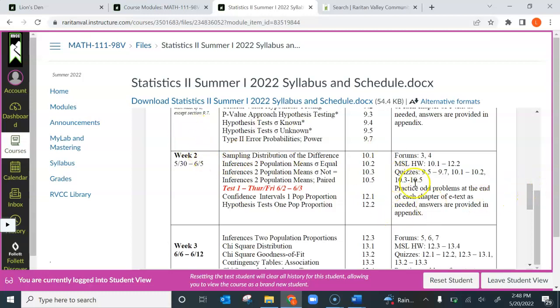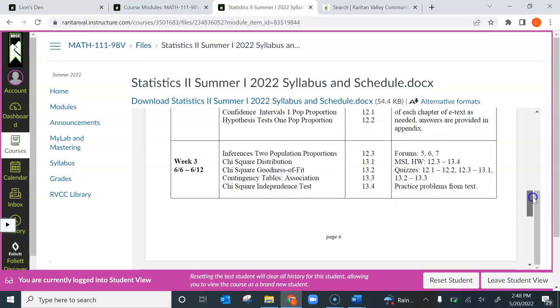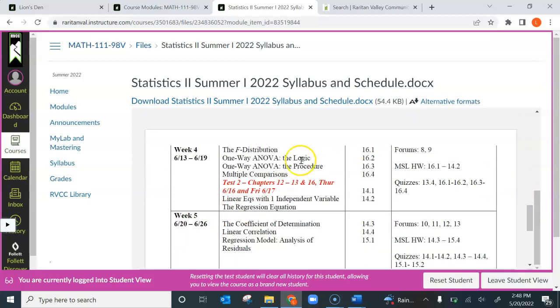So basically everything up to 10.5, all of this work here must be completed before 6.3. I will not accept any late work on anything in chapters 8, 9, and 10 after 6.3, because that's when the chapter test is. And then chapters 12, 13, and 16, all of that work, I will not accept any late work after 6.17, because that's when that test is.